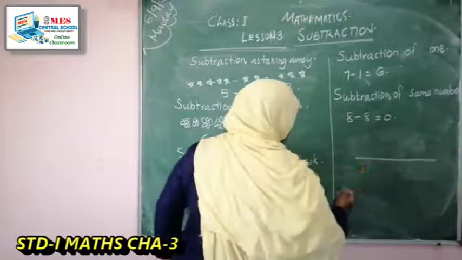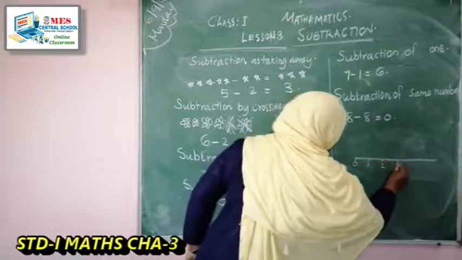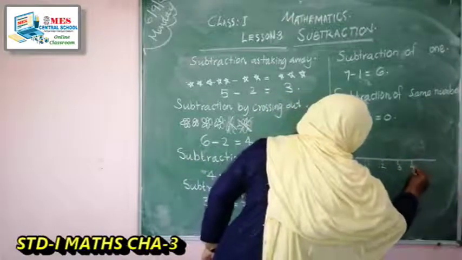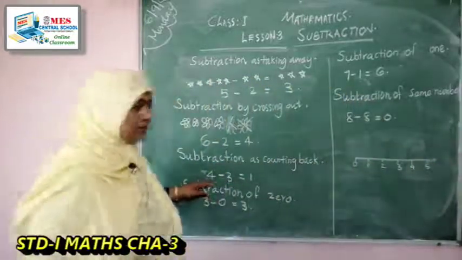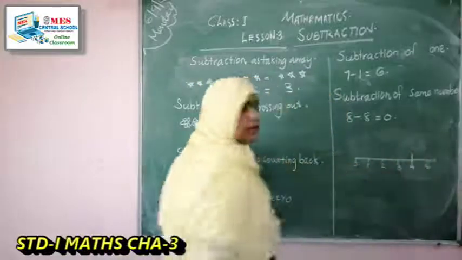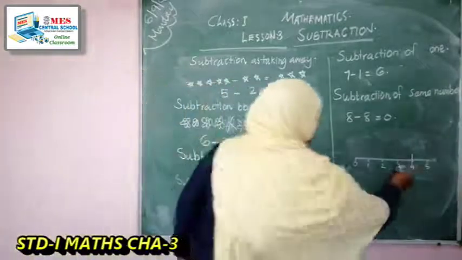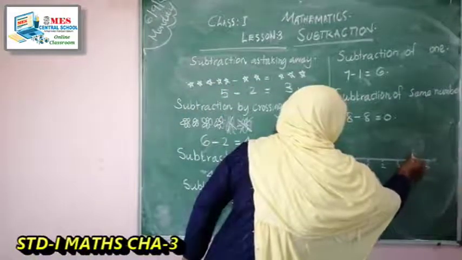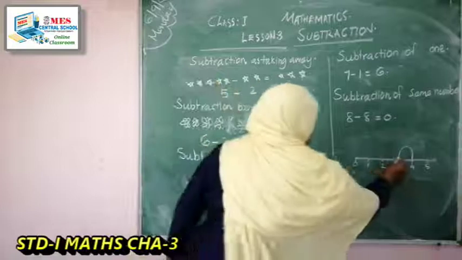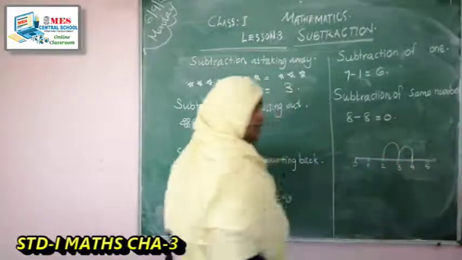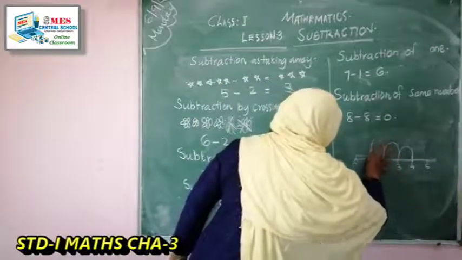Here you have a number line starting from 0. Then 1, then 2, then 3, then 4, then 5. Okay, up to 5. So here what is the number? 4. So this is your number. And how many times do you want to move back? 3 times. So first we go back from 4 to 3. So 1 time. Next time 3 to 2. That is the second time. And next time from 2 to 1.